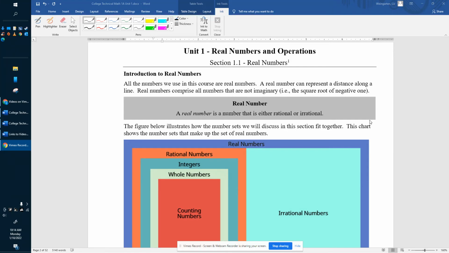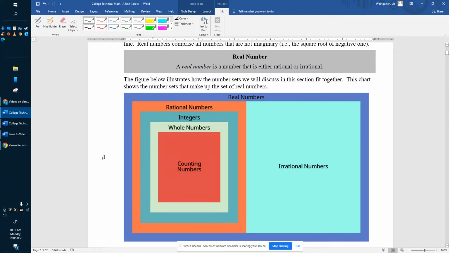So the first section of this unit is real numbers. Real numbers are essentially all of the numbers that you can think of that do not include the square root of -1, which is often called i, or an imaginary number. So the real numbers are all numbers that are either rational or irrational and do not include the imaginary number i. I find this Venn diagram pretty helpful when it comes to categorizing real numbers.